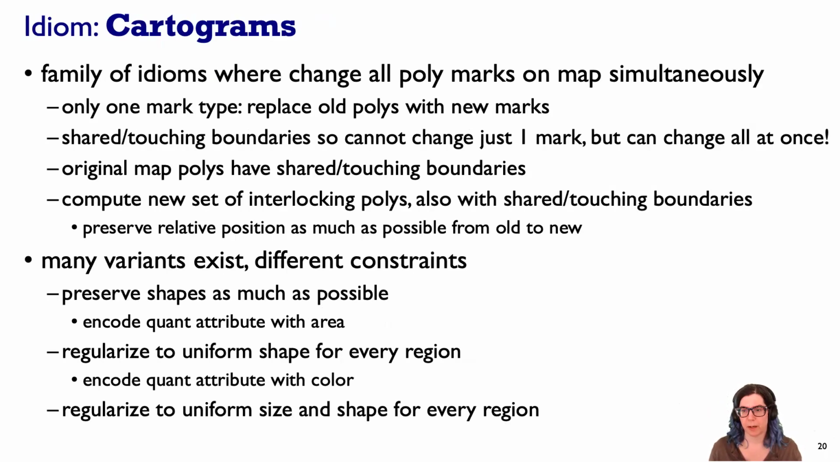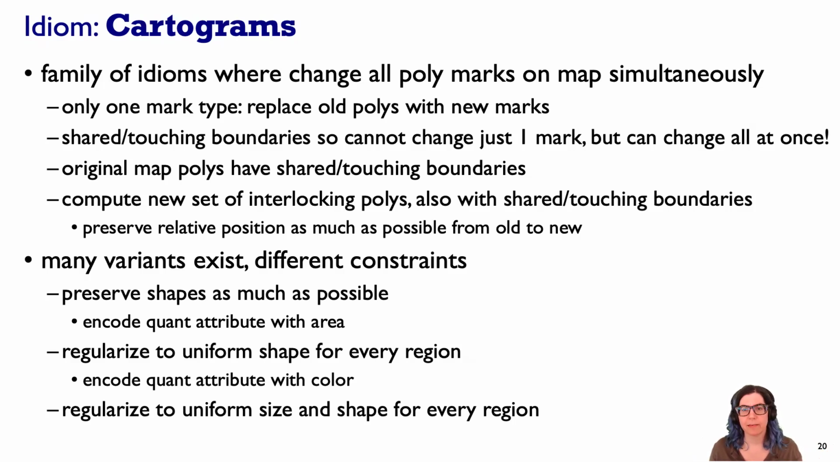What else could we do to a map? Well, we could change things. So a cartogram is a family of idioms where all the polymarks on the map are changed simultaneously, all at once. So we don't add a new mark, we change that existing mark. We still have a bunch of polys, but we've replaced them with new ones.